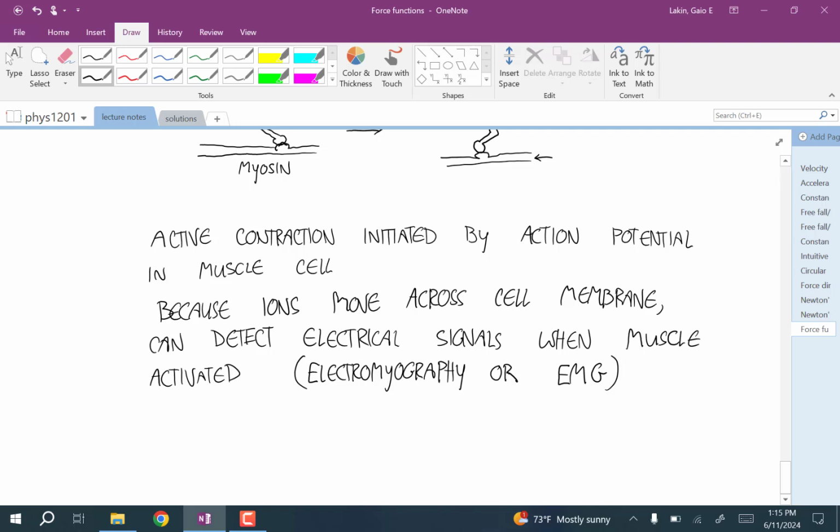Not only can you detect that electrical signal, by the way, you can also cause muscles to contract by applying a voltage to these muscle cells. And that can be done on muscles even when an animal is not alive. You can do it with frog muscle cells. You can get them to contract by just applying voltage across the cell membrane.